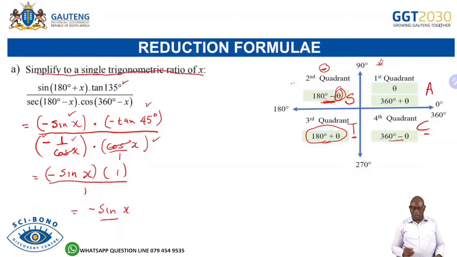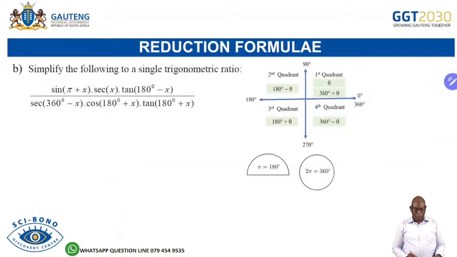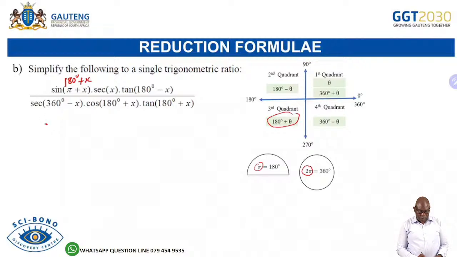Okay, these are easy questions that you must get. The same applies to this question here, but the difference with this question is that we have a pi. You see, right? So the pi there, you always write it as 180, so it's 180 plus x. So 180 plus x is in this quadrant. The answer becomes negative sine of x.